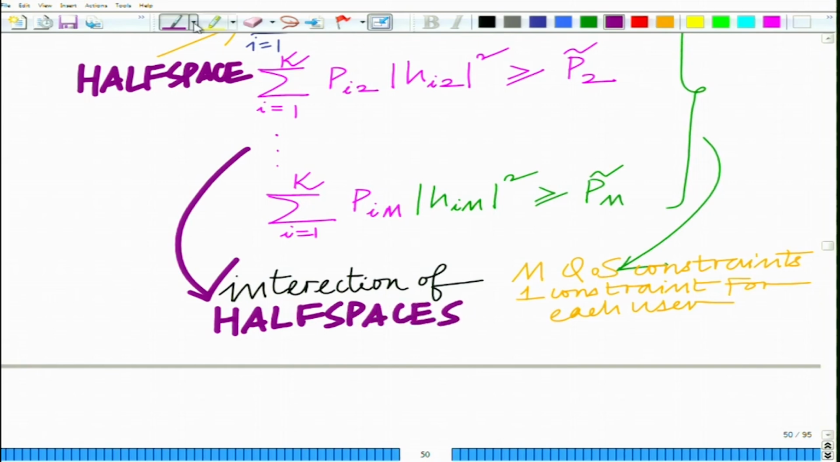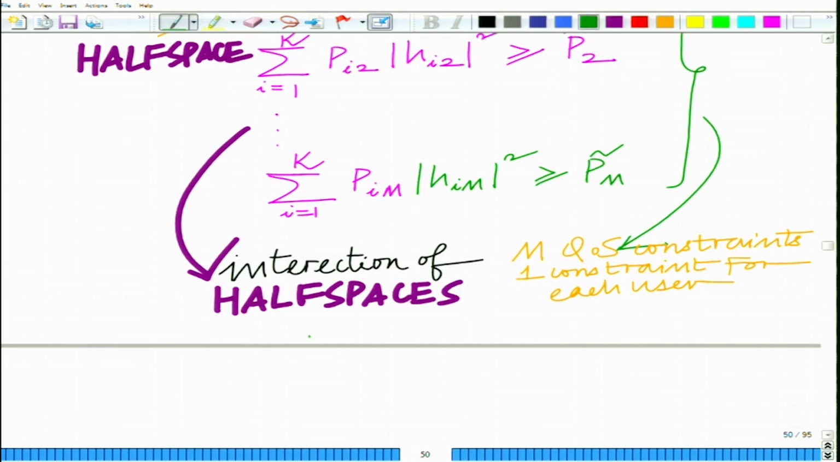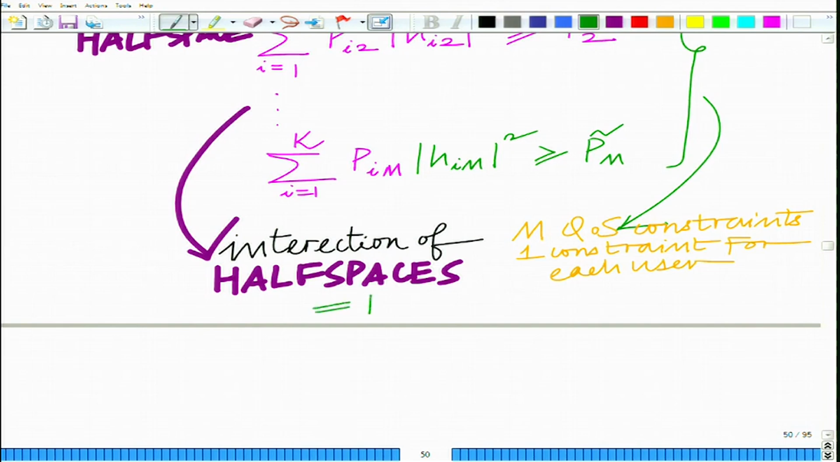Which implies that this is equal to a polyhedron. Remember, that is what we said, an intersection of half spaces and hyperplanes is nothing but a polyhedron, and this is a very interesting practical application. So the set of all possible powers which meet the quality of service constraints of these different users in this base station cooperation setup, this cooperative multi-point setup, lie in a polyhedron, which is obtained as the intersection of the half spaces given above.